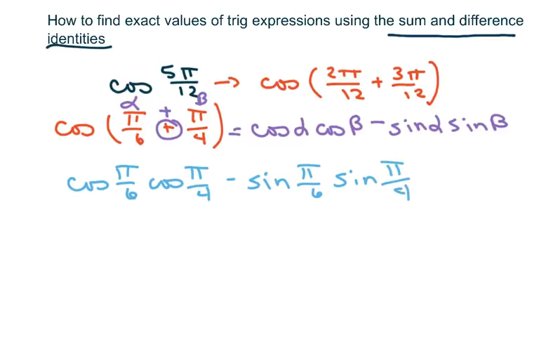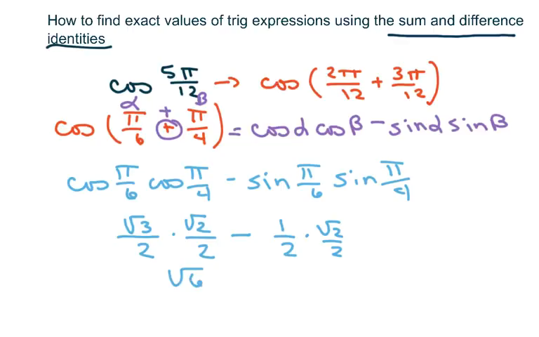Cosine of pi over 6 is square root of 3 over 2. Cosine of pi over 4 is square root of 2 over 2. Minus sine of pi over 6 is 1/2. And sine of pi over 4 is square root of 2 over 2. So for my numerator, I'm going to get square root of 6 over 4 minus square root of 2 over 4. If I pull out the 1/4 here, this is a better way to write it. You have 1/4 times square root of 6 minus square root of 2.